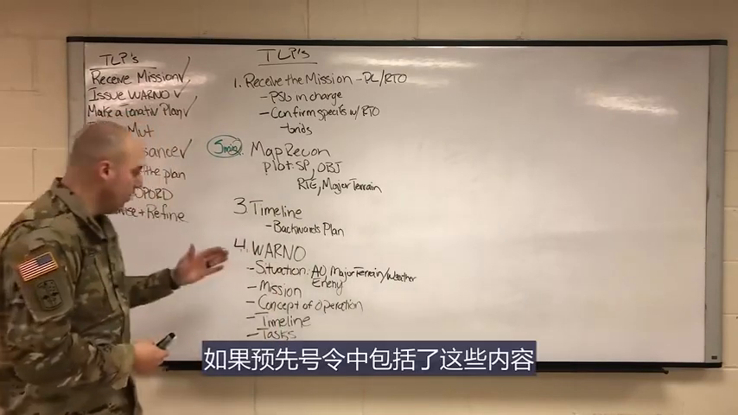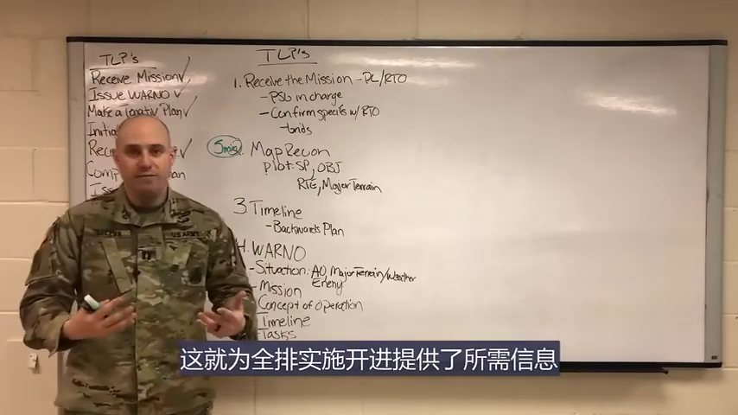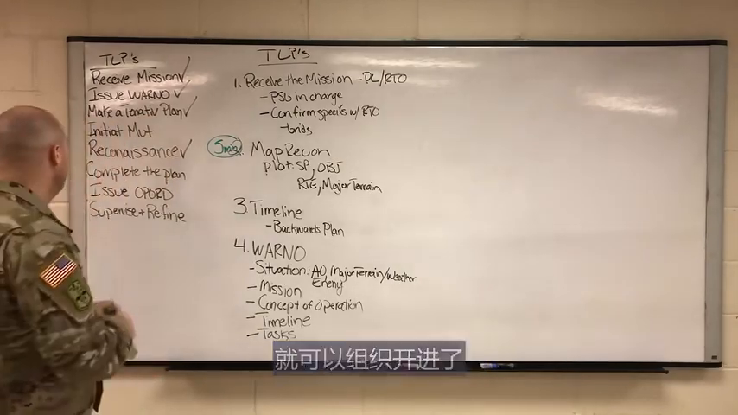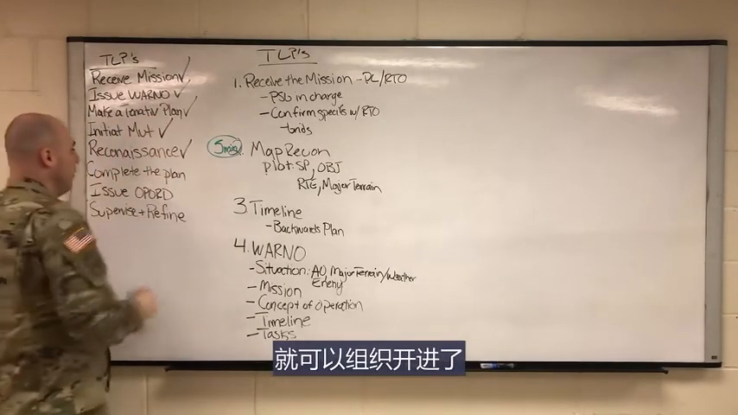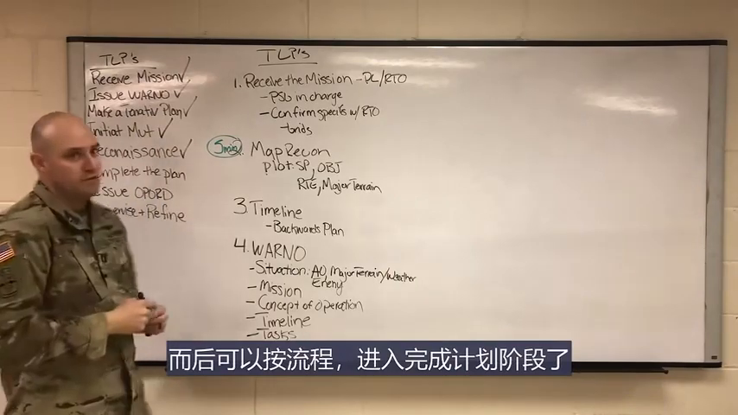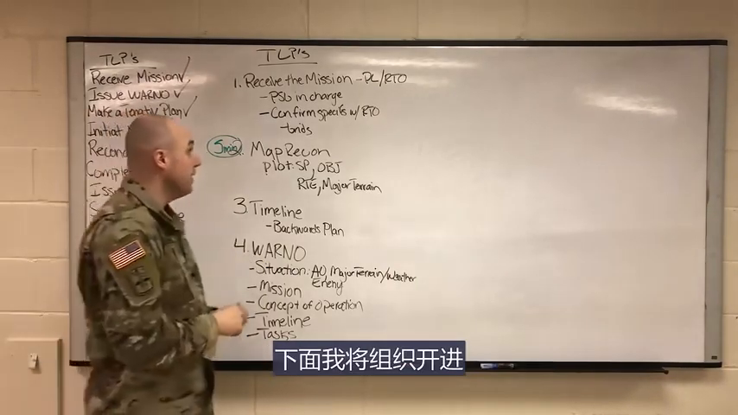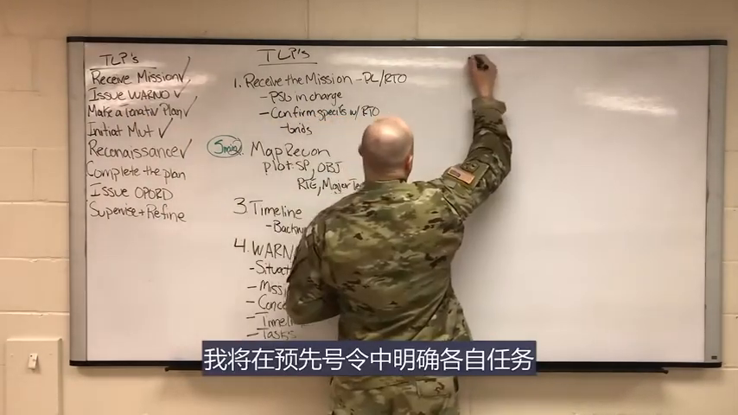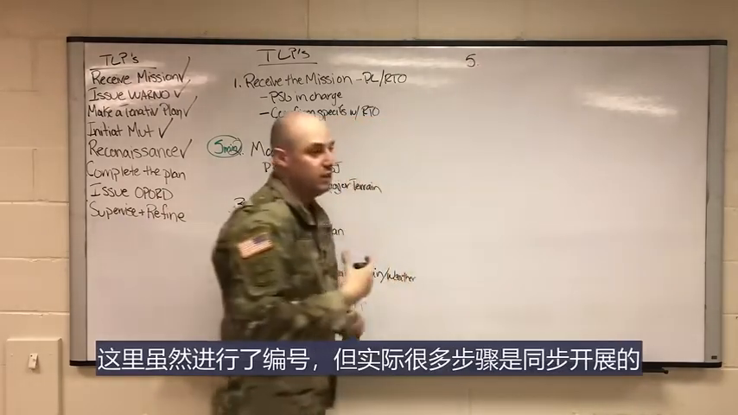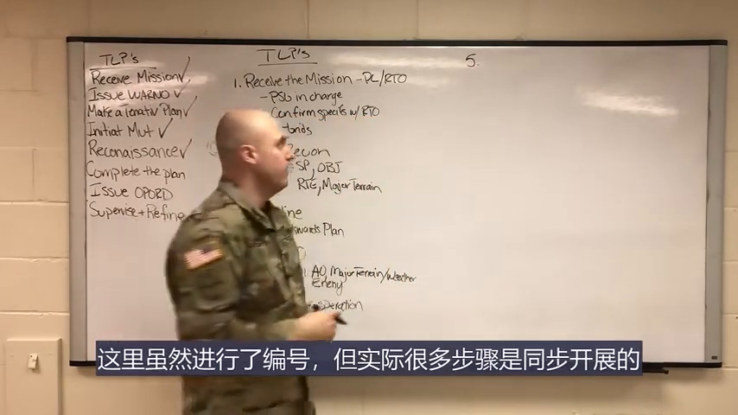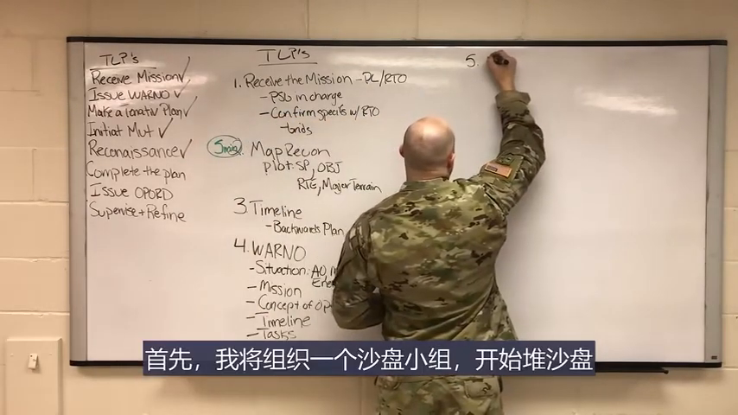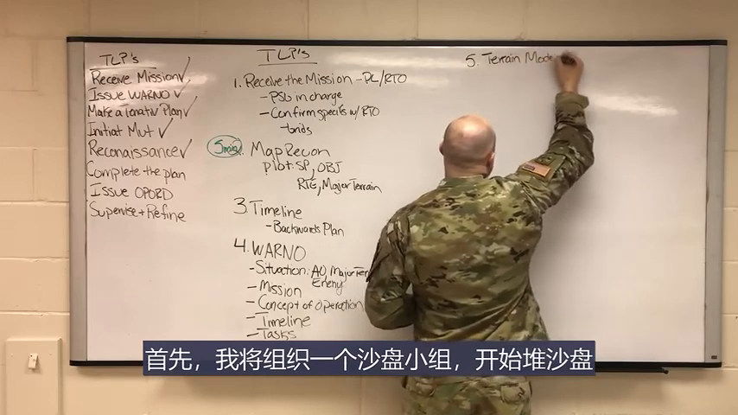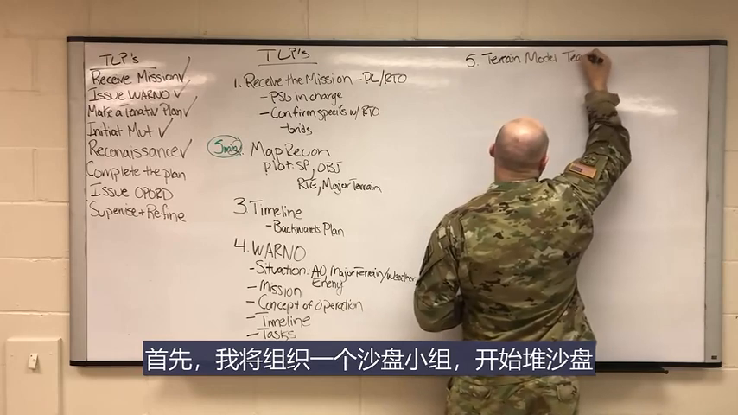Again, if you have a Warno that includes these, it's going to give out that information that your platoon needs to start necessary movement. So once the Warno finishes, now we're initiating movement, and now we go on to completing the plan and start working that process. So the next step that I do is I start getting people moving. Again, I gave these tasks out in the Warno, but this is what it looks like. Now I'm going to number them, but really a lot of these are happening simultaneously, and I'll point it out here in a second. So first of all, I'm going to assign a terrain model team and they begin building.